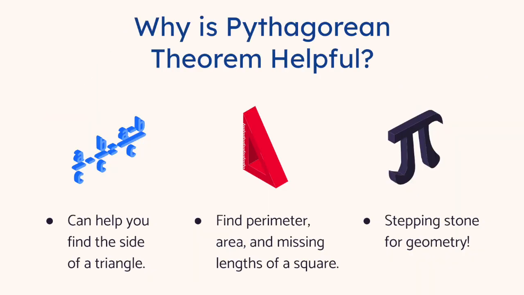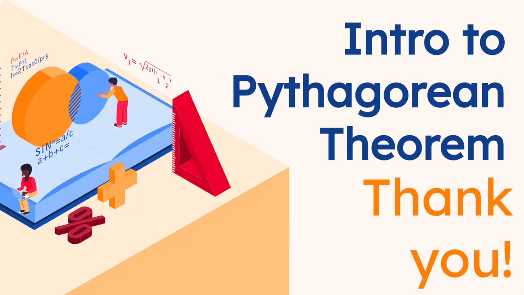The Pythagorean theorem is helpful because it can help you find the sides of a triangle, find the perimeter, area, and missing lengths of a square, and it's also a really good stepping stone for geometry. That was the intro to Pythagorean theorem.